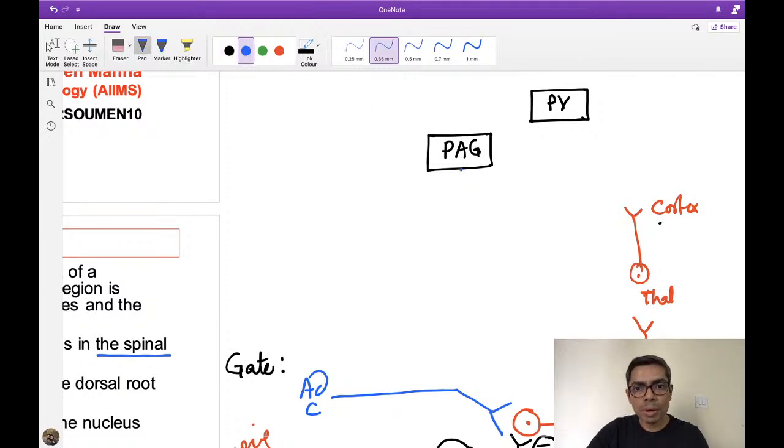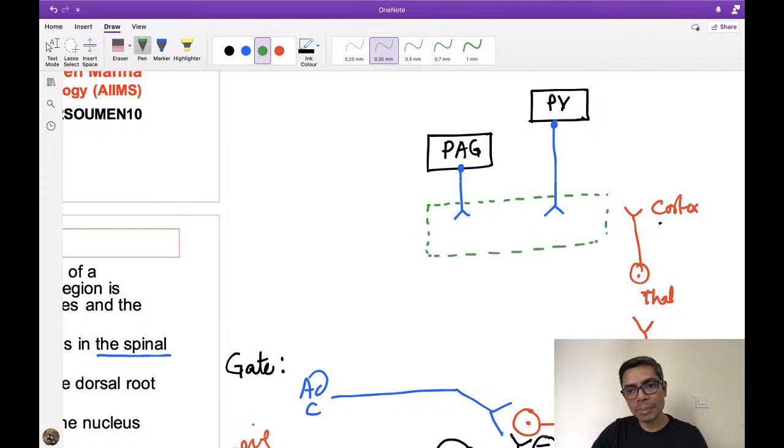Neurons from both of these locations, periventricular region and periaqueductal gray matter region, are connected with certain nuclei. What are the nuclei? Two nuclei names I have to remember. So these are the nuclei, okay. One is the raphe nucleus, and one is the locus coeruleus nucleus. So one is the raphe nucleus and one is the locus coeruleus nucleus.